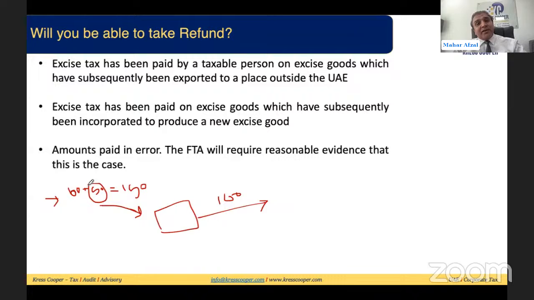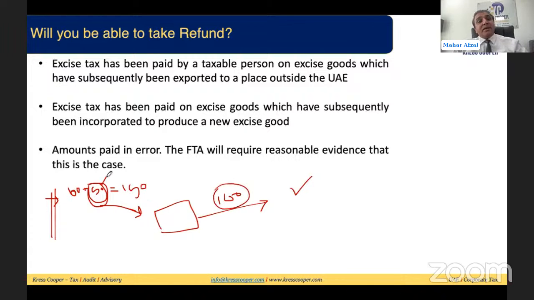The law says there are three possibilities. Even if this is a normal party, there is another possibility. This person is not a manufacturer, not an importer, stockpiler or warehouse keeper. They are just buying and selling. Can they take the refund for the excise duty? No, because they have paid this 50, they have collected it from the buyer, and it is part of their price.